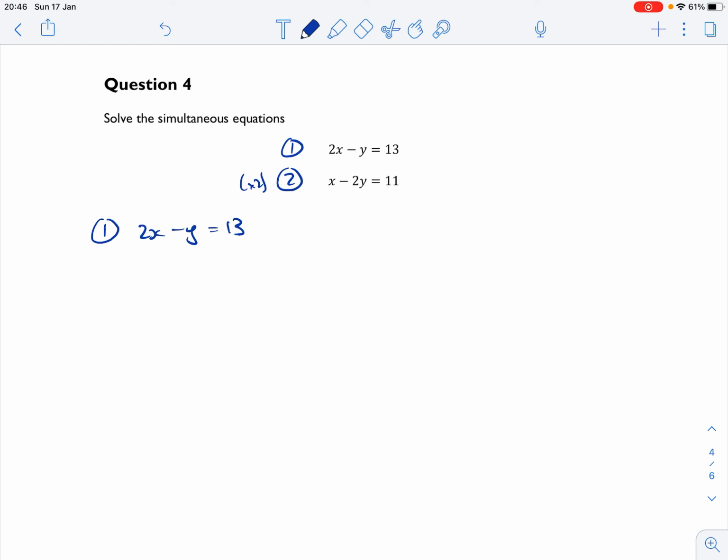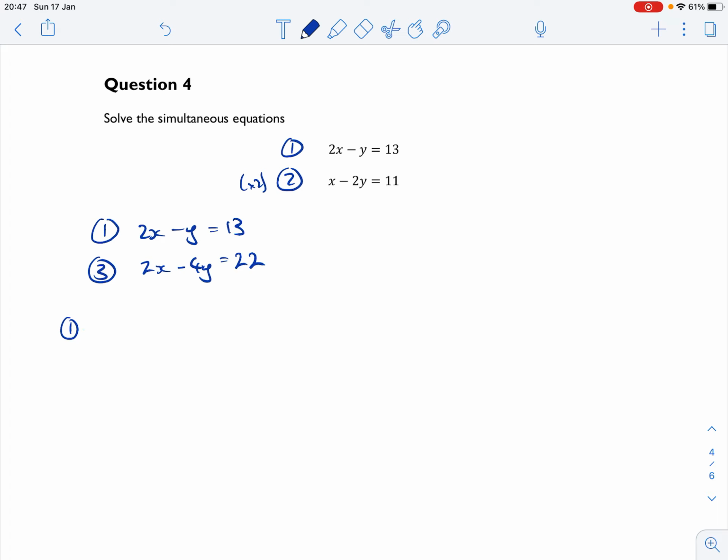Or I'm going to double equation 2. So it's going to give me equation 3, which is going to say 2x minus 4y is equal to 22. I've doubled every term. As I said before, now's probably a good time to pause the video, see if you can get the rest of this one correct. Okay, so if you have had a go at it, you should be able to follow through from here that we now need to subtract.